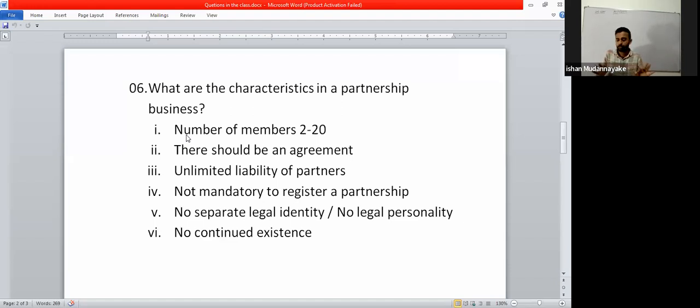Here, students, I will update these things from time to time. And then the sixth one is no continued existence. There is no continued existence for a partnership business organization. If something happened to one of the partners, then they need to recreate the partnership agreement.